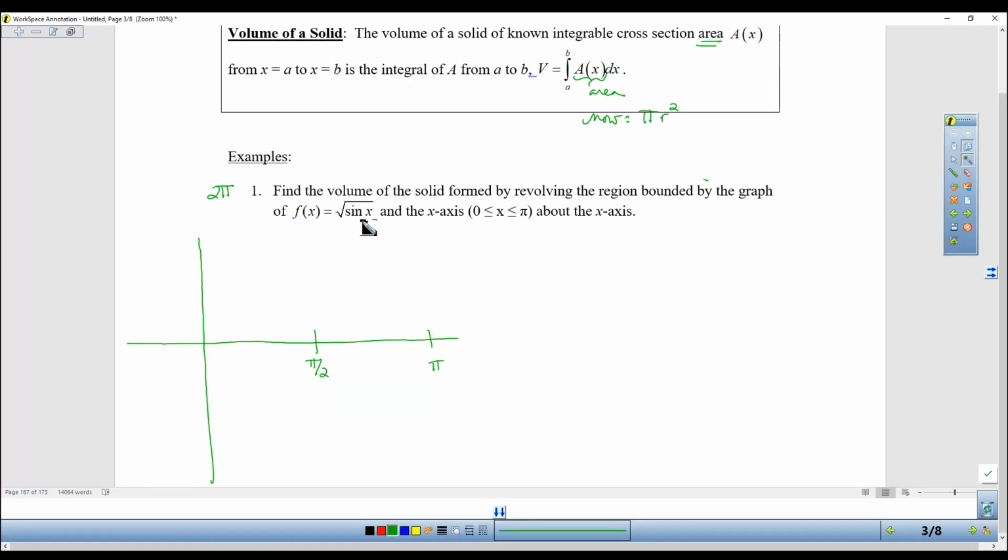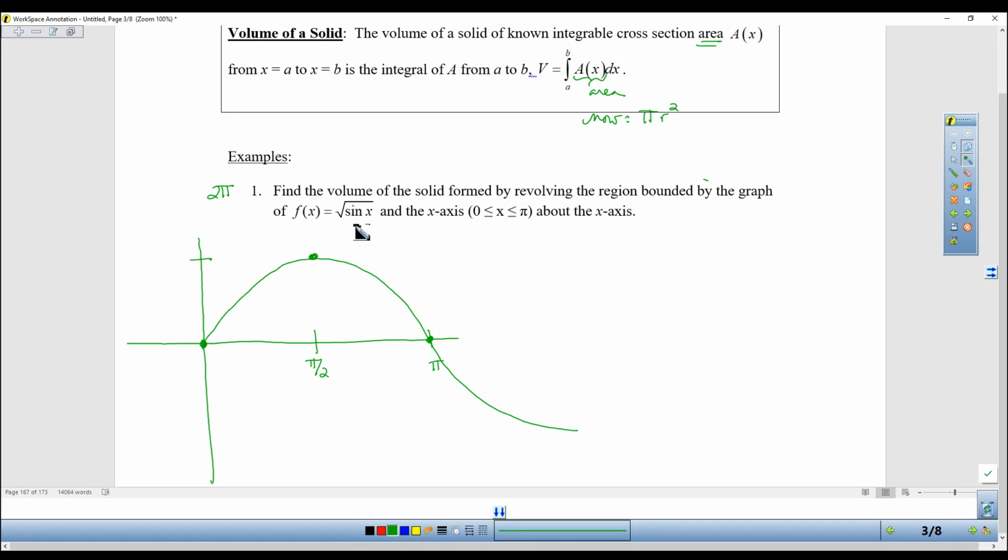So let's think about what we do know about sine. Sine of 0 is 0. The square root is still 0. And we know that sine of pi is 0, so the square root of 0 is 0. And pi halves, sine of pi halves is 1, and the square root of 1 is 1. So some of our points didn't even change. So normally sine would look like this.